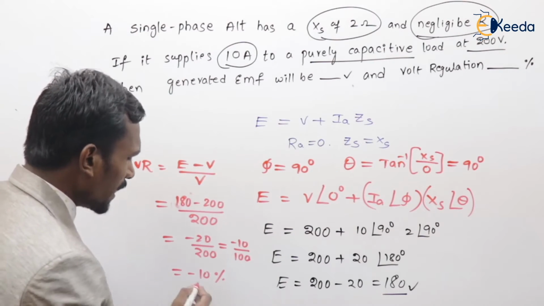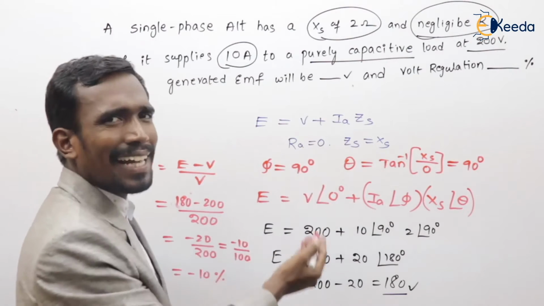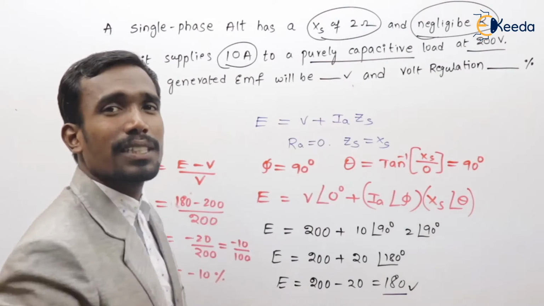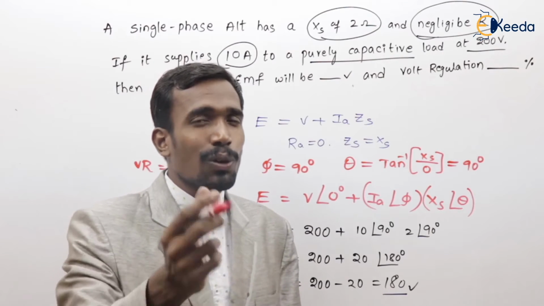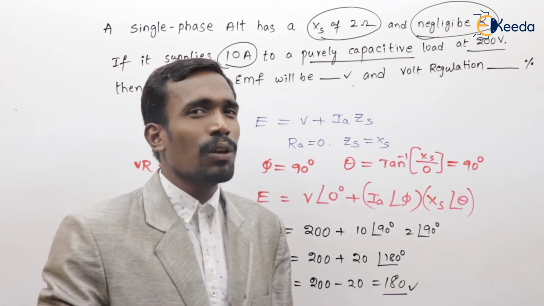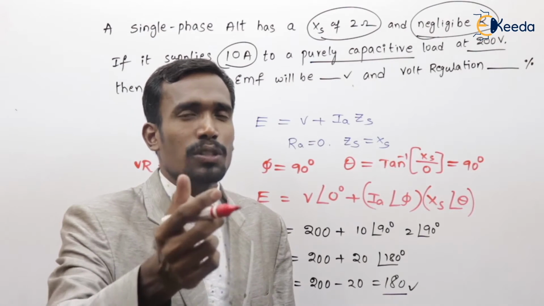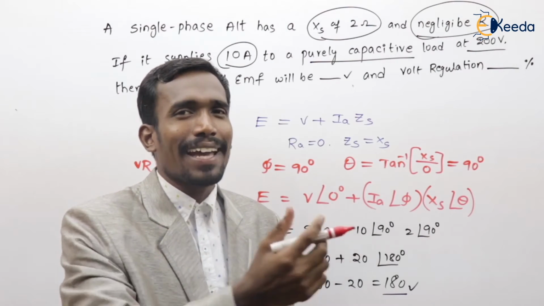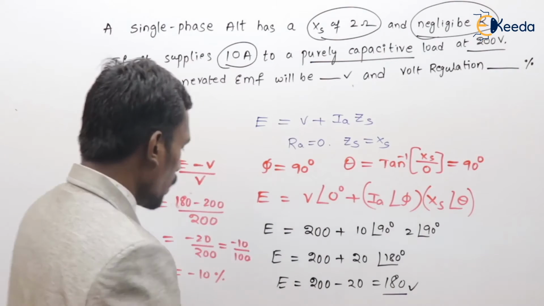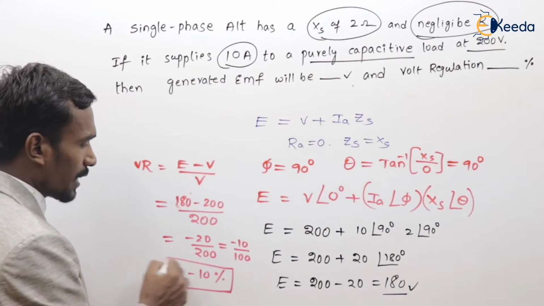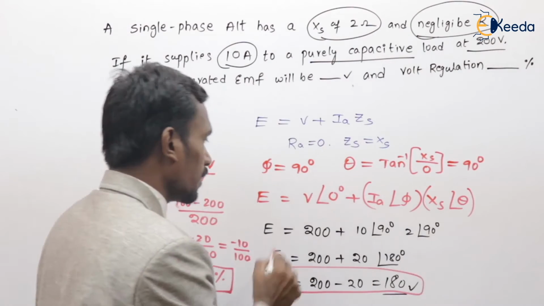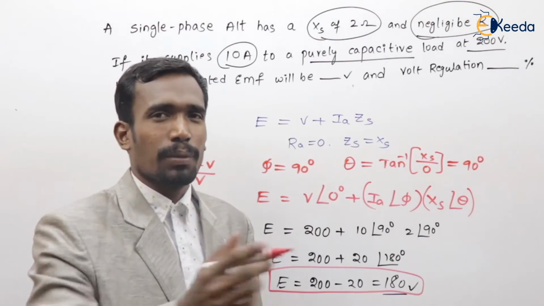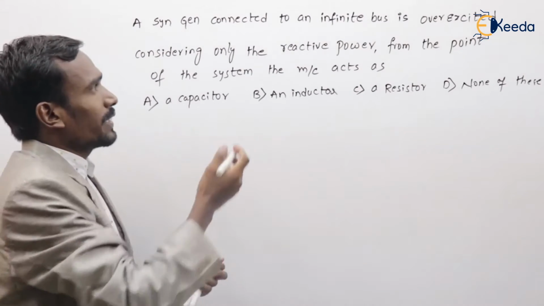Sir, why is it minus? Because it is negative. Because it is a capacitive load. In an alternator, if the load is capacitive, if it is a leading load, the voltage regulation is most probably negative only. So what is our answer? Our voltage regulation is negative 10% and our EMF is 180 volts. A very simple question.